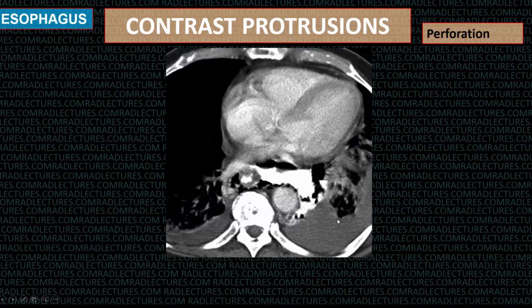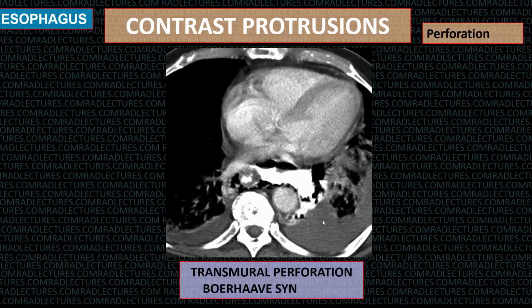This is a patient who had vomiting and developed an emetogenic transmural perforation, also called Boerhaave syndrome. And in this you can see that this is the esophagus, contrast is all over in the mediastinum, there is air in the mediastinum, and there are bilateral pleural effusions, larger on the left side. This kind of perforation usually occurs along the anterolateral, left anterior aspect of the esophagus, and this is typical of Boerhaave syndrome.